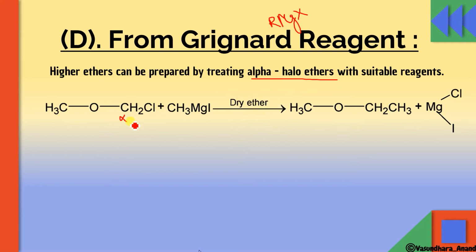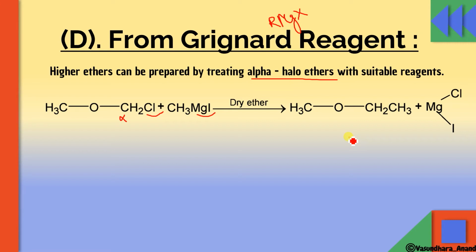This will give you CH3CO. This MgI and Cl will come out to form a magnesium compound, and whatever alkyl group is present in the Grignard reagent will attach to this carbon. So it will form CH3OCH2CH3, that means ethyl methyl ether. I hope it is clear.